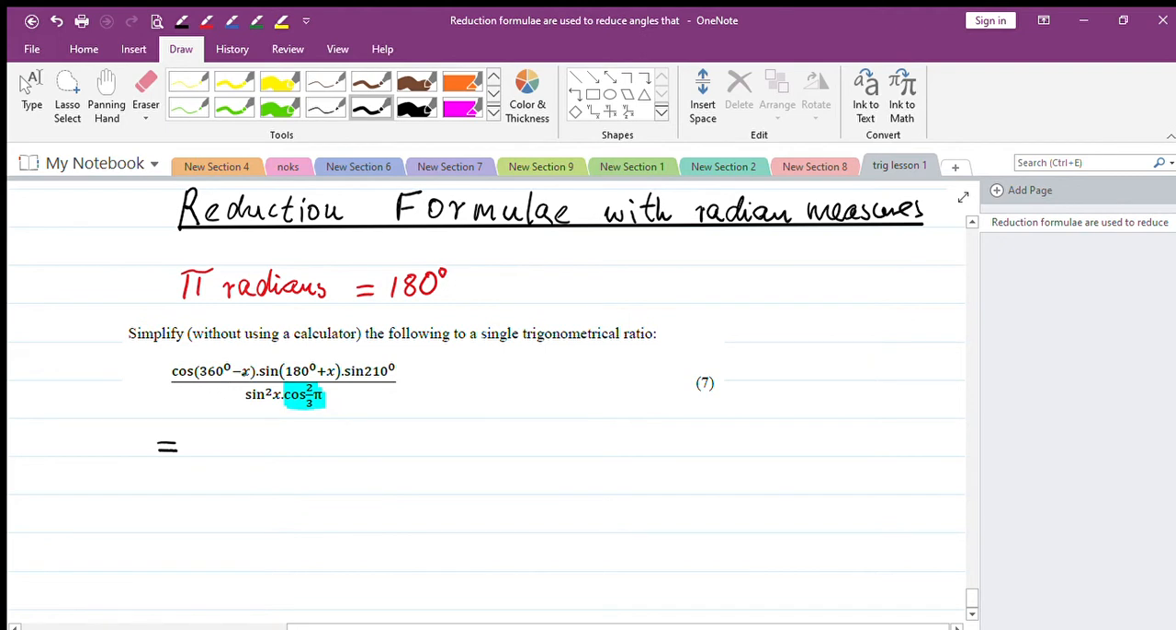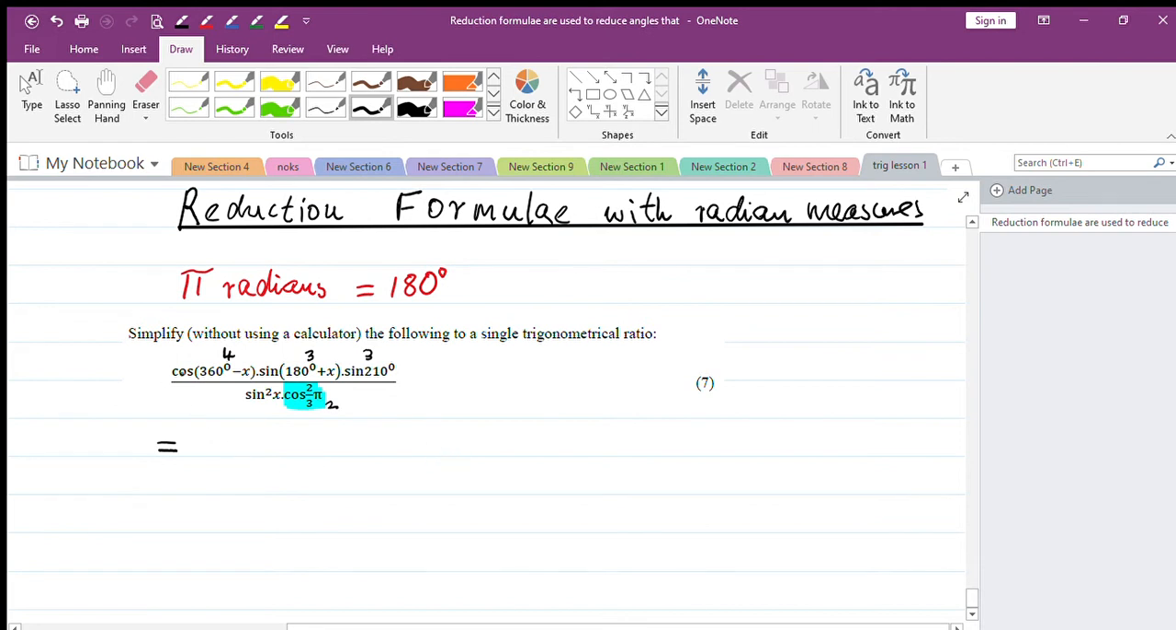360 minus is the fourth quadrant. 180 plus is the third quadrant. 210 is the third quadrant. And then we will look at what quadrant this lies in. If you look at this, this will be 2 multiplied by 180, which is 360. 360 divided by 3 is 120. 120 lies in the second quadrant. So we know that this is the second quadrant.